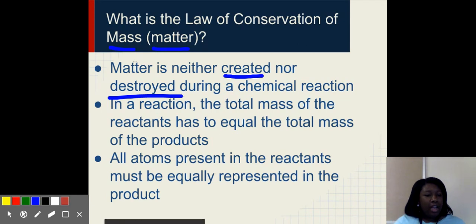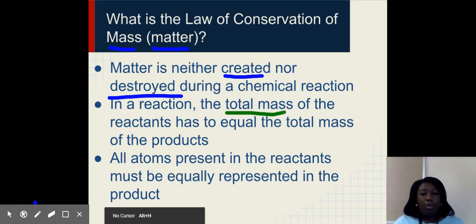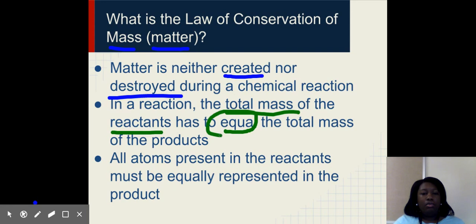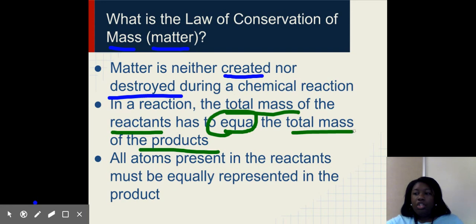Now in a reaction, the total mass of the reactants has to equal the total mass of the products. So if I have 8 grams of sugar at the beginning of a reaction, I'm going to have to end with 8 grams, regardless of whether it's sugar or not. It could be distributed in different kinds of ways, but it's still going to equal. I started out with 8 grams and I ended with 8 grams.